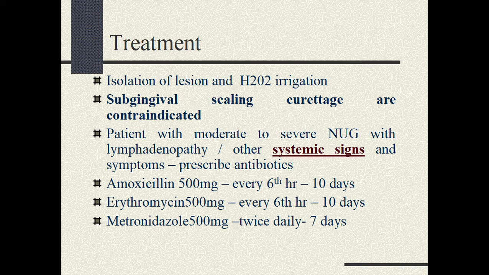Treatment: isolation of the lesion. Since it's asked as a short note, I have made this answer very short and precise, because we cannot include all the points, so I have taken only the important points. Isolation of lesion, irrigation with H2O2, subgingival scaling and root planing is contraindicated, and if systemic signs and symptoms are there, then we'll go for antibiotic treatment.